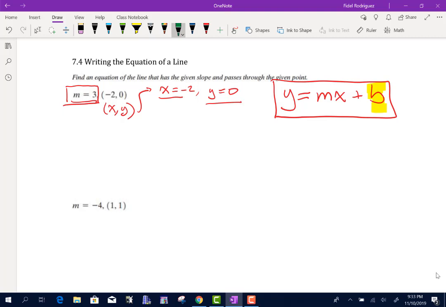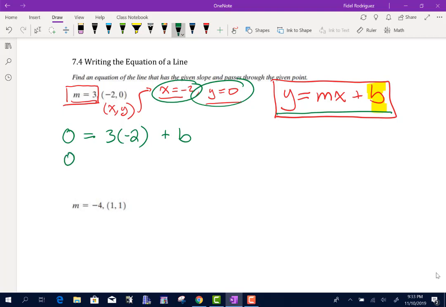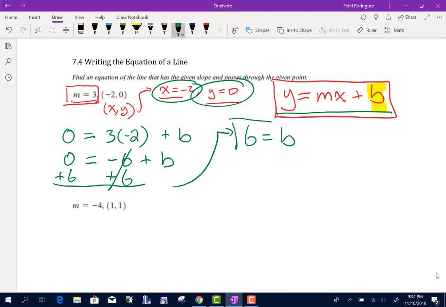So what I'm going to do is take this equation and plug in. What's my y number? Well, my y number is 0, so I'm going to write 0 equals m, the number 3, times x, which is -2, plus b. Let's solve for the letter b. 0 equals 3 times -2, which is -6, plus b. I want to get b by itself, so I'm going to add 6 to both sides. So this tells me that 6 is equal to the letter b.